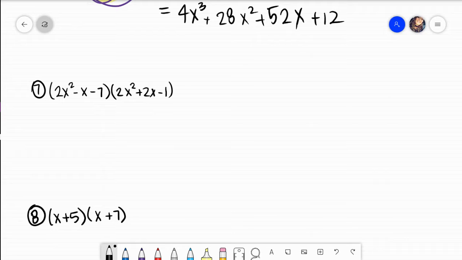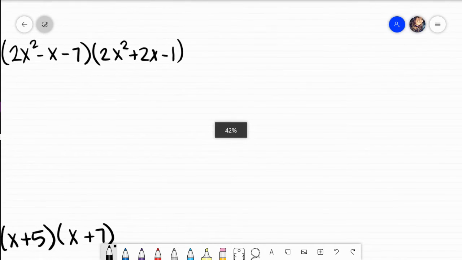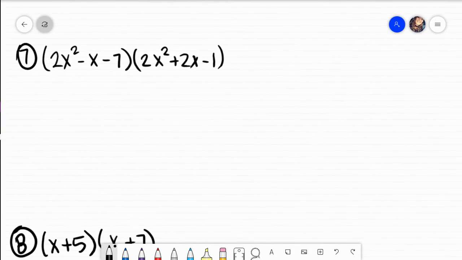So this number 7 is an example of a trinomial multiplied by another trinomial. We're going to follow the exact same steps, y'all, that we've been following, okay? So what I told you was you take each individual term on the left-hand side of a polynomial, and you multiply it to each individual term of your other polynomial. So let's go ahead and do that.